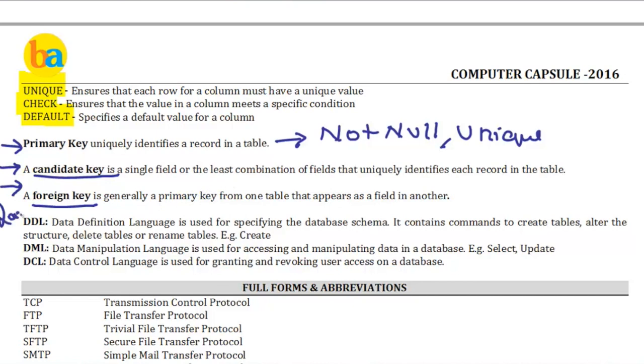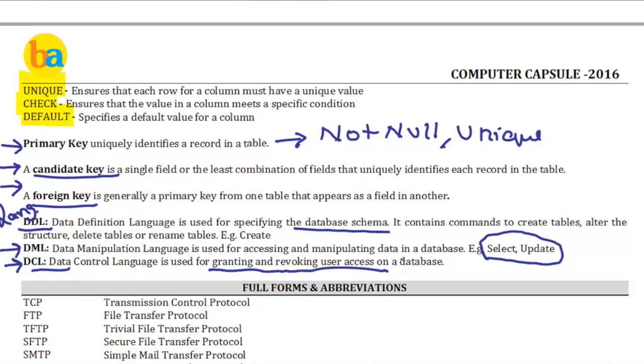These are some database languages. DDL or data definition language. It is used to specify the database schema. Then we have DML or data manipulation language, and its examples are select operation or update operation. And at last, we have data control language or DCL, which can be used for granting and revoking user access. So now if I ask you that select and update are operations of which kind of database language, you can answer it as data manipulation language.